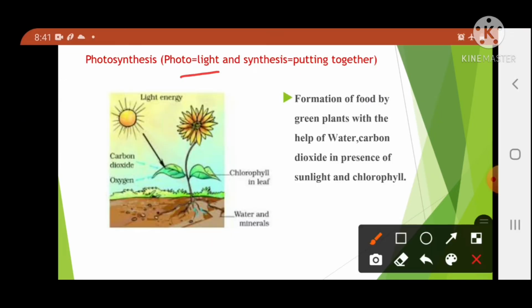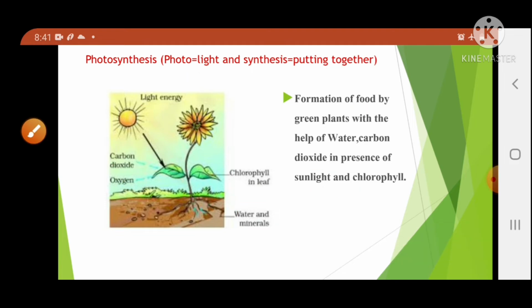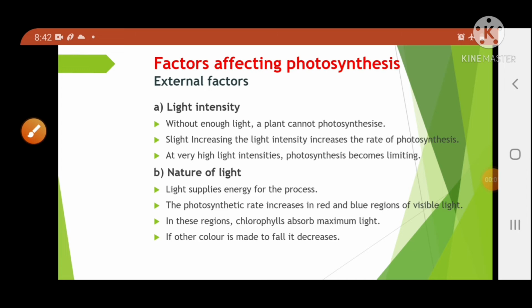Here, photo means light and synthesis means putting together, means formation of food by green plant with the help of water, carbon dioxide in the presence of sunlight, and chlorophyll is called photosynthesis. So in the presence of light and chlorophyll, carbon dioxide and water react together to produce oxygen and food. And here is the chemical equation of photosynthesis where carbon dioxide and water react to form glucose and oxygen.